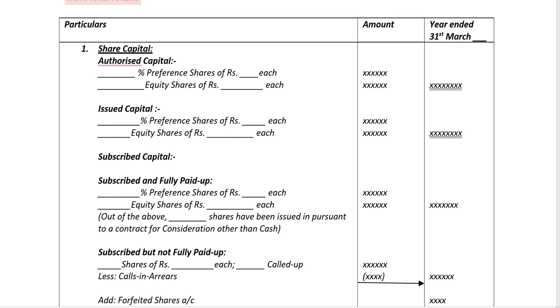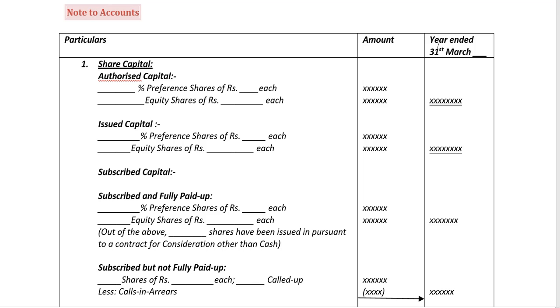So when we begin with the notes to accounts, as we saw earlier, the first note is against share capital. We need to begin with the authorized capital. We need to state the amount of authorized capital separately for preference shares and separately for equity shares. Then we'll go on to the issued capital and again state the amount of the issued capital separately for preference shares as well as equity shares.